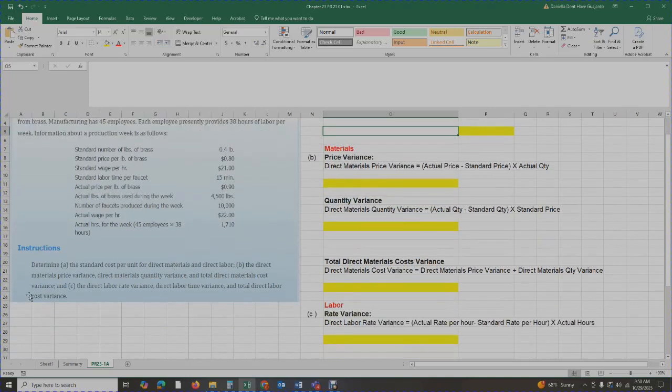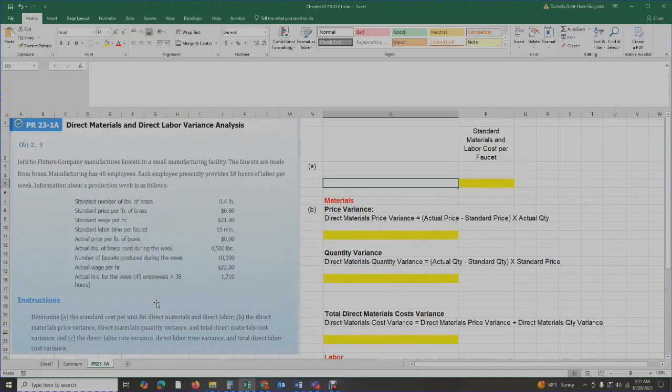Okay, so our instructions are to determine the standard cost per unit for direct materials and direct labor, the direct materials price variance, direct materials quantity variance, and total direct material cost variance. And letter C, the direct labor rate variance, direct labor time variance, and total direct labor cost variance. Okay, so as you can see, we're going to be doing a lot of variance analysis.